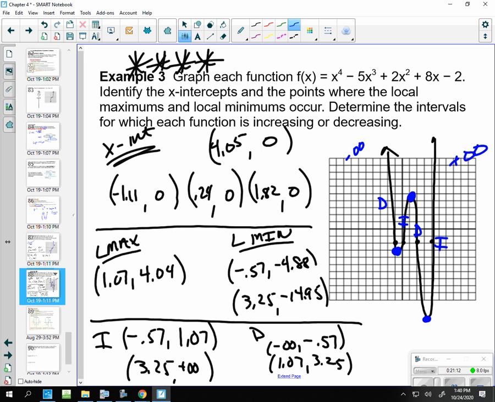This question will be on your test. It takes a while. It is time consuming. So hopefully you'll be able to get this one when you have it.